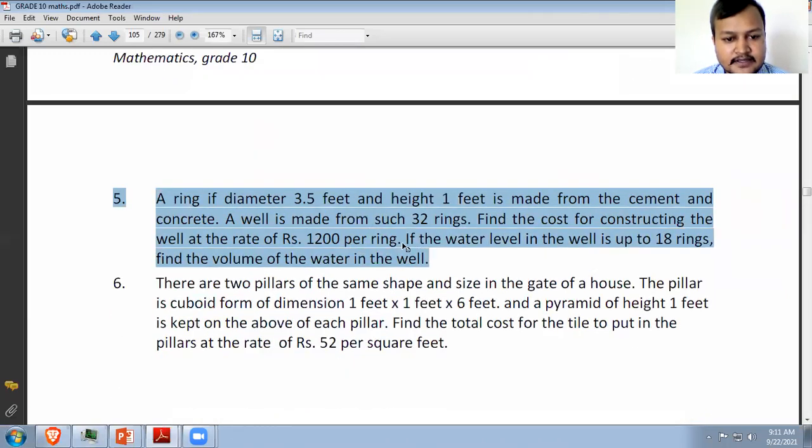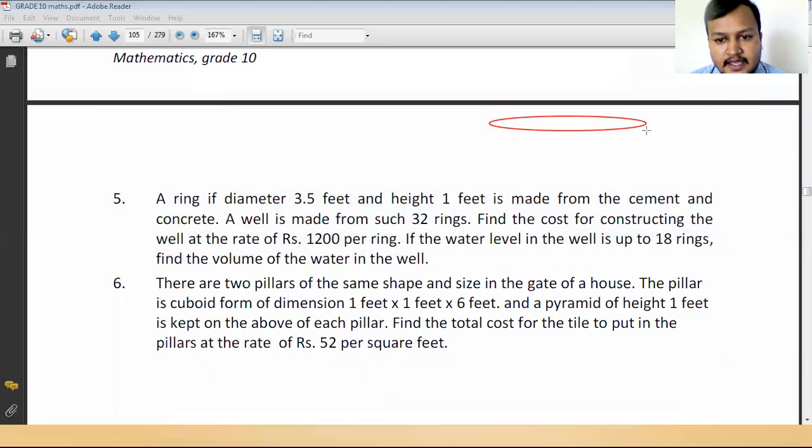Next, 5 number: a ring of diameter 3.5 feet and height 1 feet is made from cement and concrete. A well is made from such 32 rings. Find the cost of constructing the well at the rate of rupees 1200 per ring. And if the water level in the well is up to 18 rings, find the volume of water in the well. Like there are some cement rings near the school road, where waste is thrown.